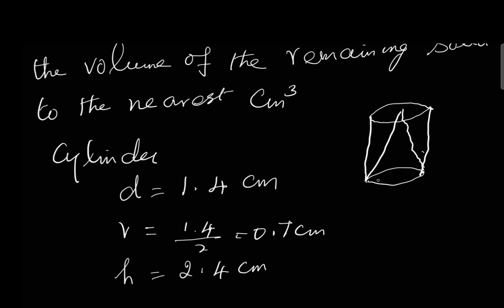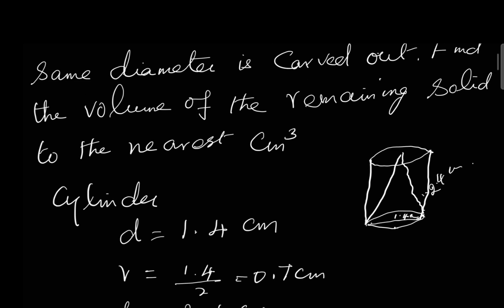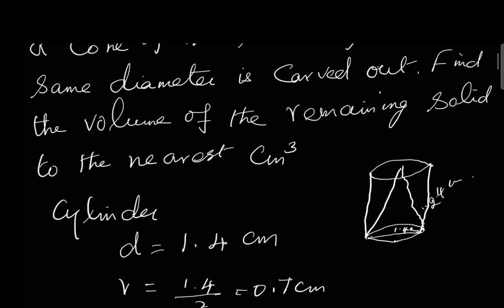This is the cylinder of diameter 1.4 centimeter and the height of this cylinder is 2.4 centimeter. From this we remove the conical part which has the same diameter, the same base, and the height also the same, 2.4 centimeter. So when I remove this conical part, the question is to find the volume of the remaining solid.